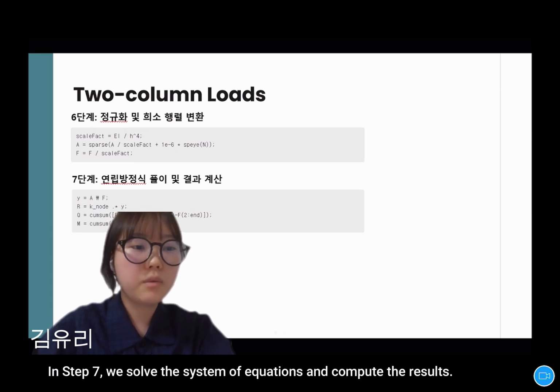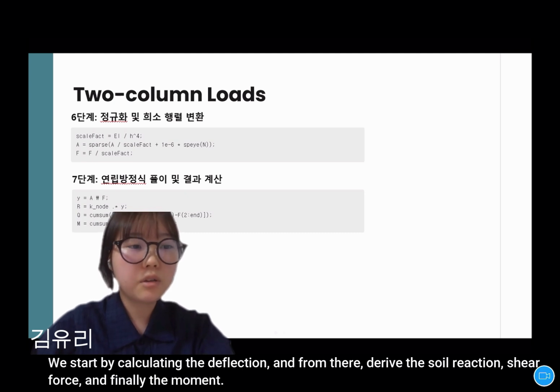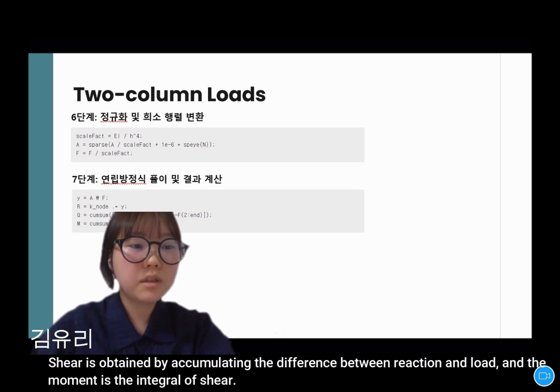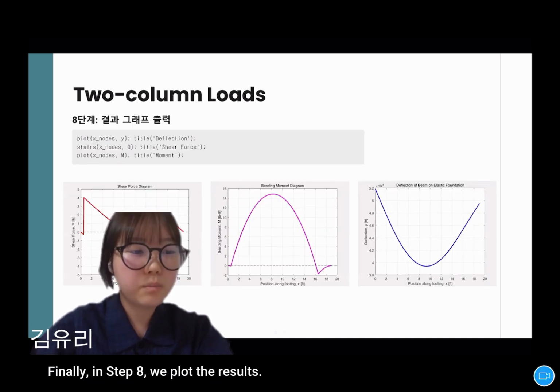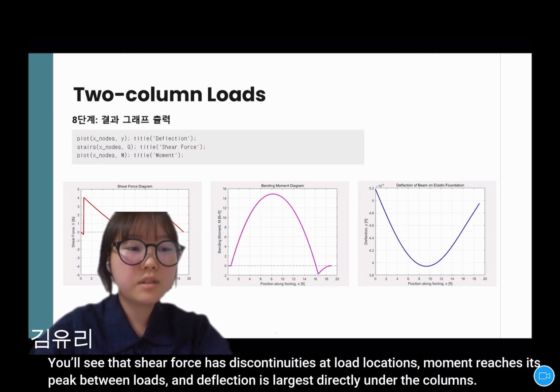In step 7, we solve the system of equations and compute the results. We start by calculating the deflection, and from there derive the soil reaction, shear force, and finally the moment. Shear is obtained by accumulating the difference between reaction and load, and the moment is the integral of shear. Finally, in step 8, we plot the results. You will see that shear force has discontinuities at load locations, moment reaches its peak between loads, and deflection is largest directly under the columns.